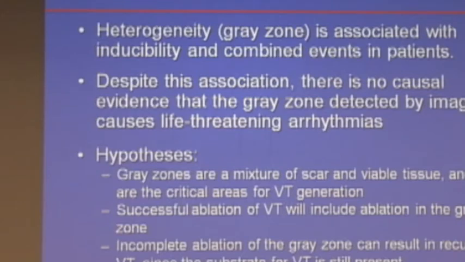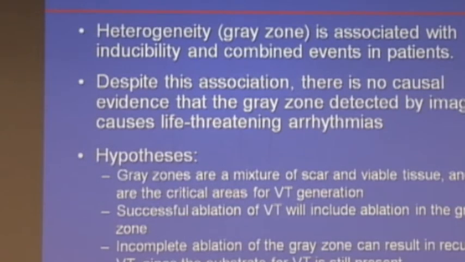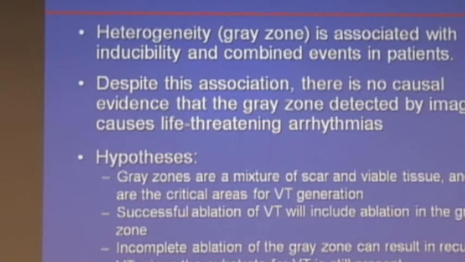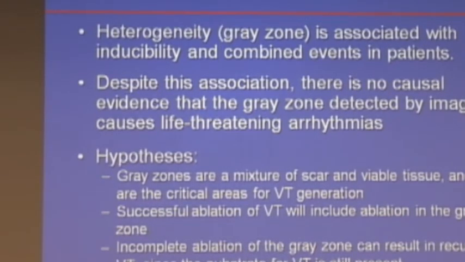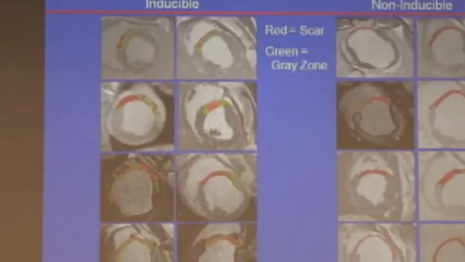And in fact, right now the success rate for ablating VT, depending on the patients and what have you, might be 60 to 80%. But the recurrence rate is enormous. It's probably 50% at least. So is the scar evolving, or are we just doing incomplete ablations? If we really understood the substrate, obviously we could probably do better ablations and better risk stratification.